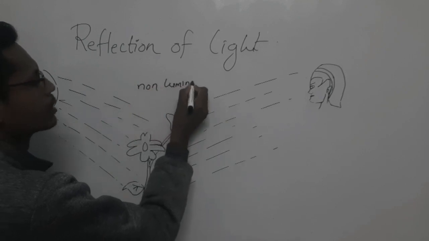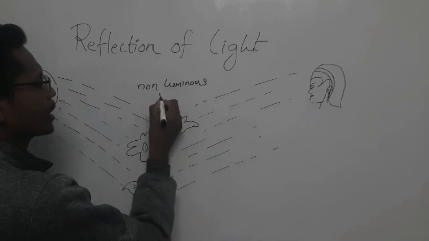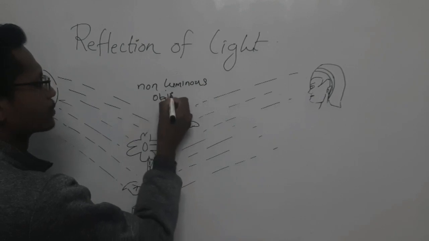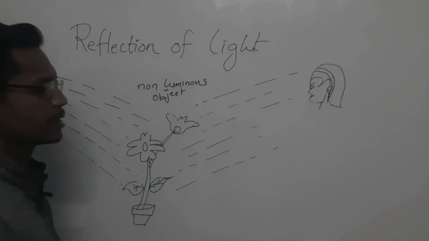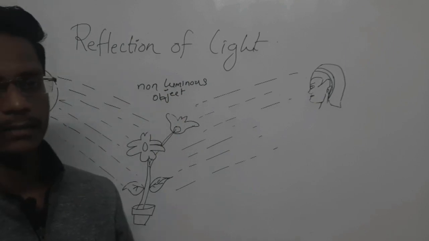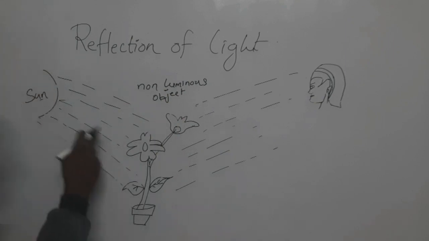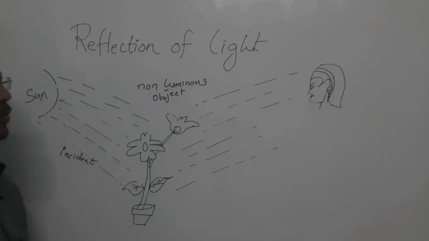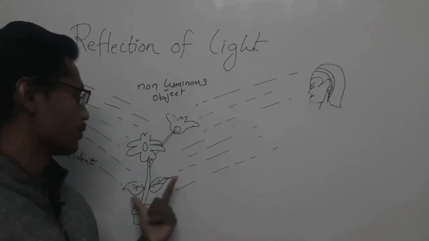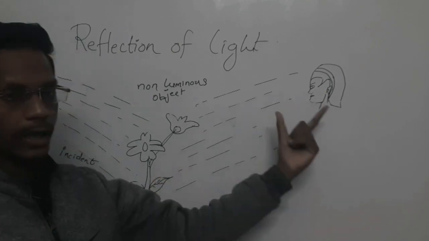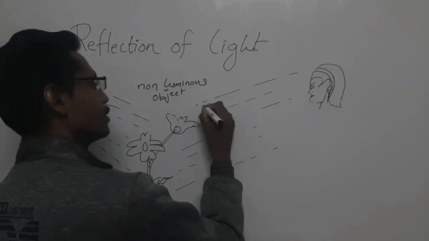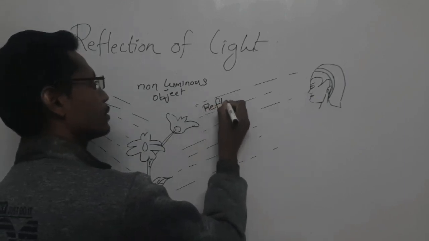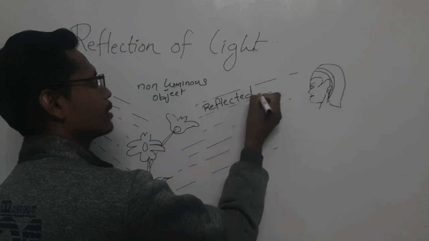This is a non-luminous object which does not produce its own light, and the light rays coming from the sun are incident rays, and the light reflected from the plant to our eyes are known as reflected rays.